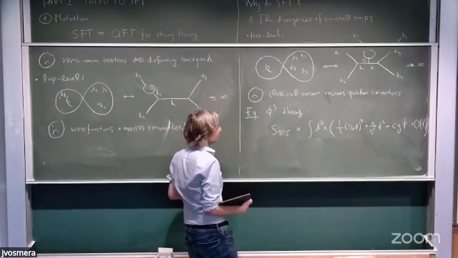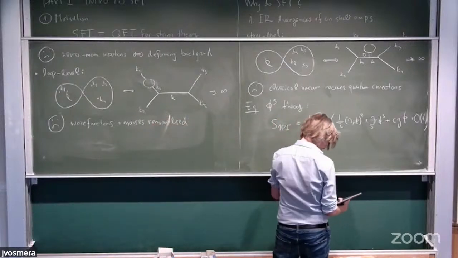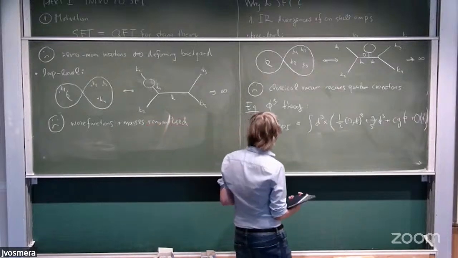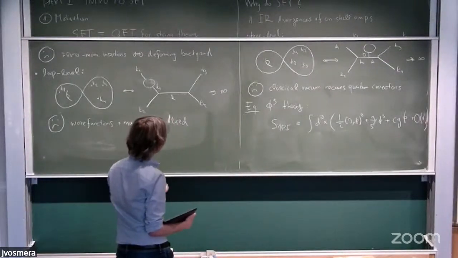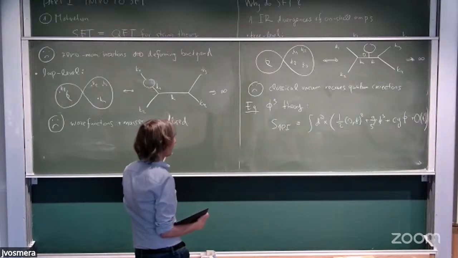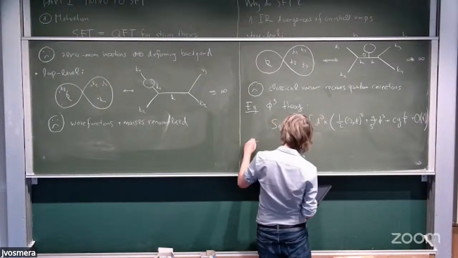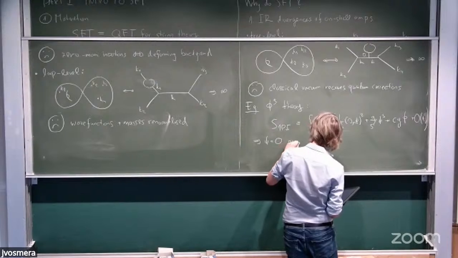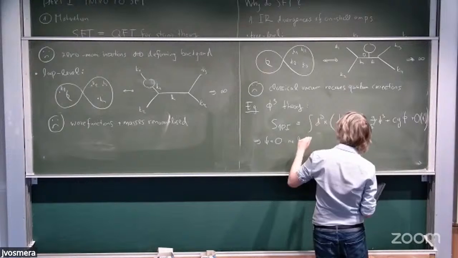So taking this action and varying with respect to phi, we can obtain the classical, or in this case, actually 1PI equations of motion for this field phi. And what we will discover is that phi equals 0, which if we're naively thinking would be the vacuum at tree level, is no longer a classical solution to the equation of motion, right? So phi equals 0 is no longer a solution, precisely due to the appearance of this term, which is linear in phi.